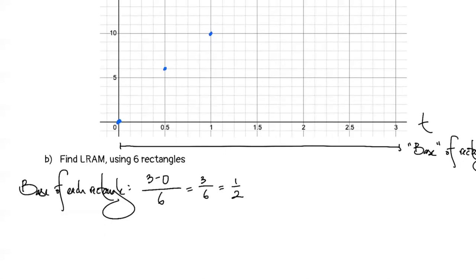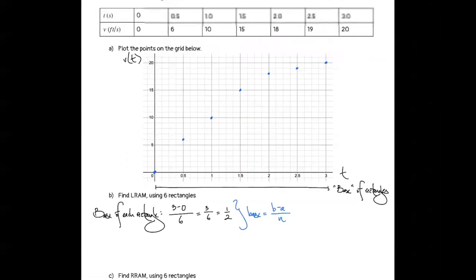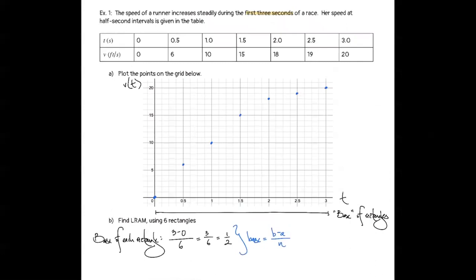And if we wanted to think about this in general, we could say that the base is going to equal b minus a over m. Now, I just put those letters down there, but I'm wondering if you can tell me, based off of what we've used some of those letters for before, what do A and B stand for?